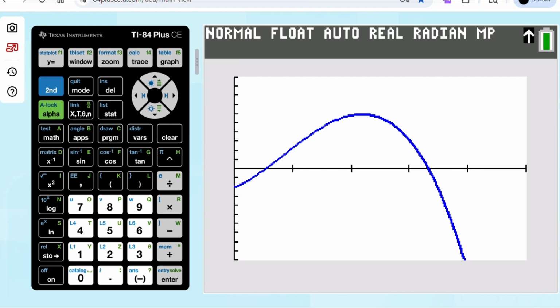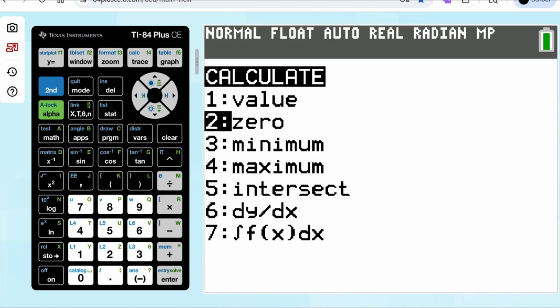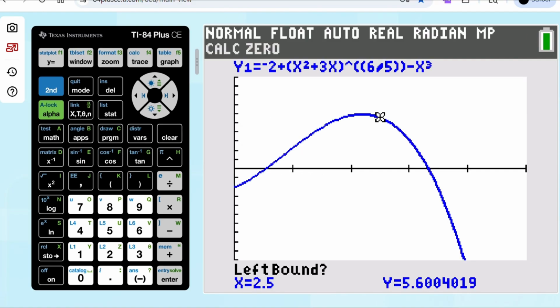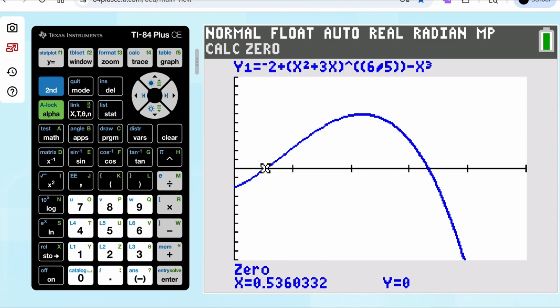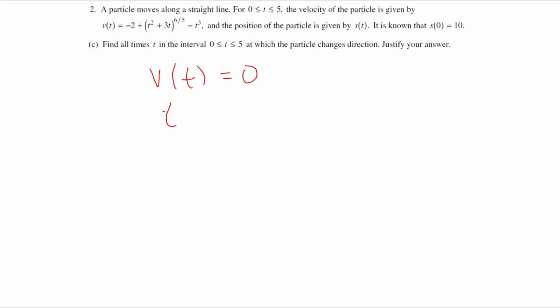So we'll hit second, trace. Option 2 this time for 0. And we'll do this one on the left first. So we're going to scroll all the way over here. You have to go to the left of the intercept because it says left bound. Okay, we can see we're now to the left. We'll hit enter. When it says right bound, scroll to the right of the intercept, hit enter. It'll say guess, hit enter one more time, and we get 0.536.